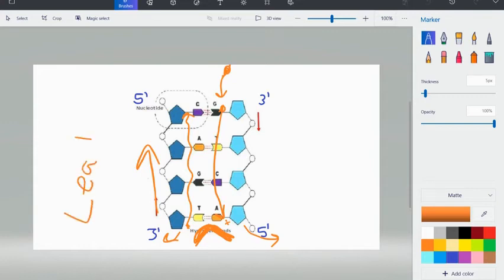So this side would be the leading strand because the DNA polymerase can just jump on at the start and zoom all the way until it gets to the end of that DNA without stopping. This side would be the lagging strand because it's constantly having to go down and then jump back and then go down and then jump back and then go down over and over and over again, creating a whole bunch of teeny tiny fragments that we then have to glue together.